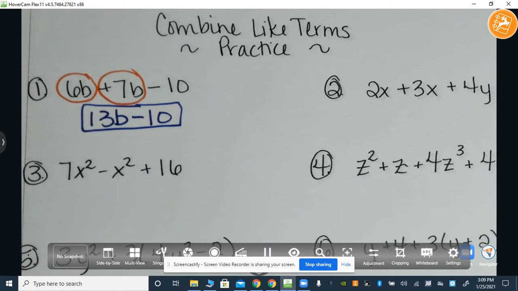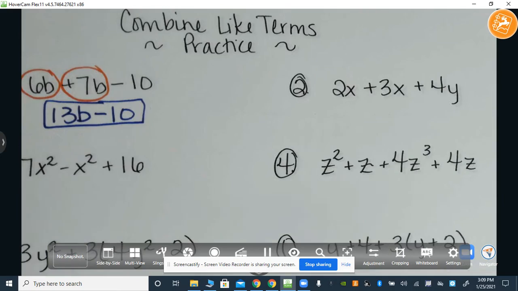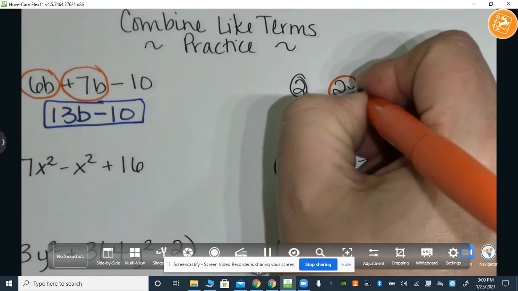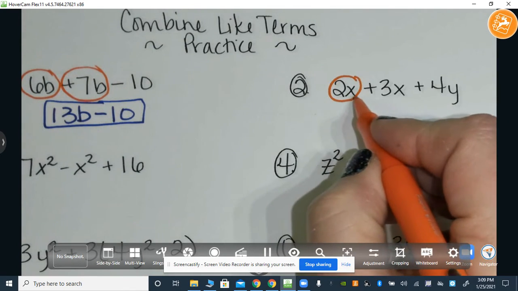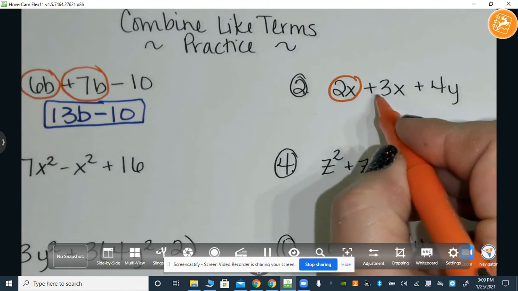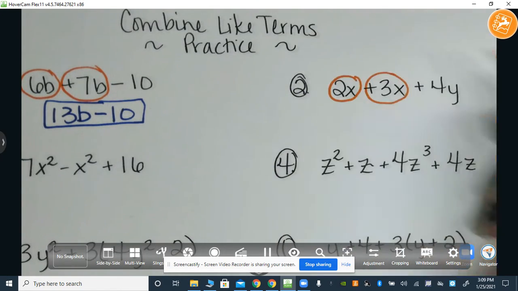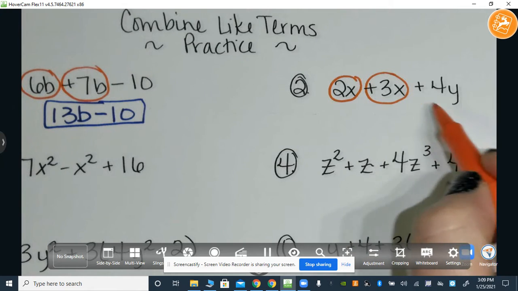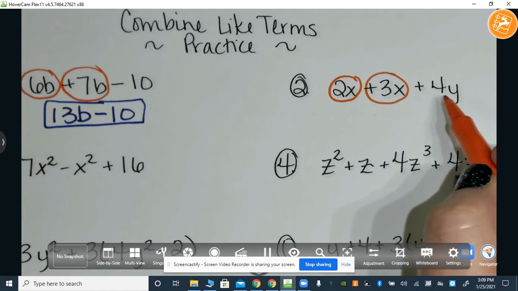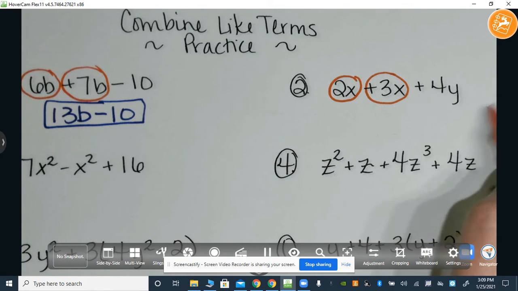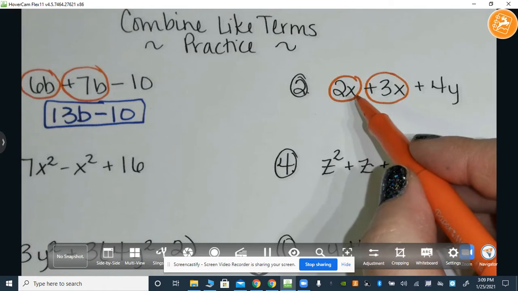Okay, let's look at number 2 here. I have 2x plus 3x plus 4y. Well, I'm going to circle this 2x first. Okay, I'm looking for anything with just an x behind it, and this 3x does, and I'm going to circle this plus sign in front of it. I'm looking, okay, 4y does not get circled, or it's by itself. There's no other variable y to combine with.